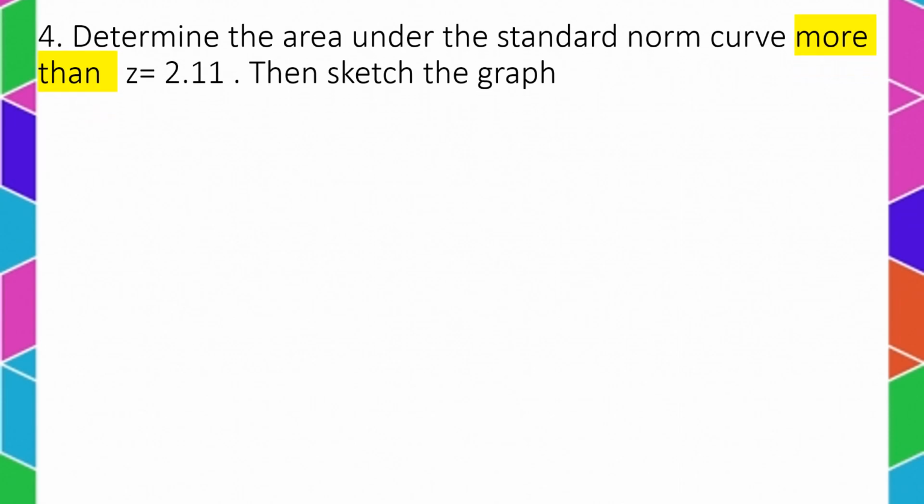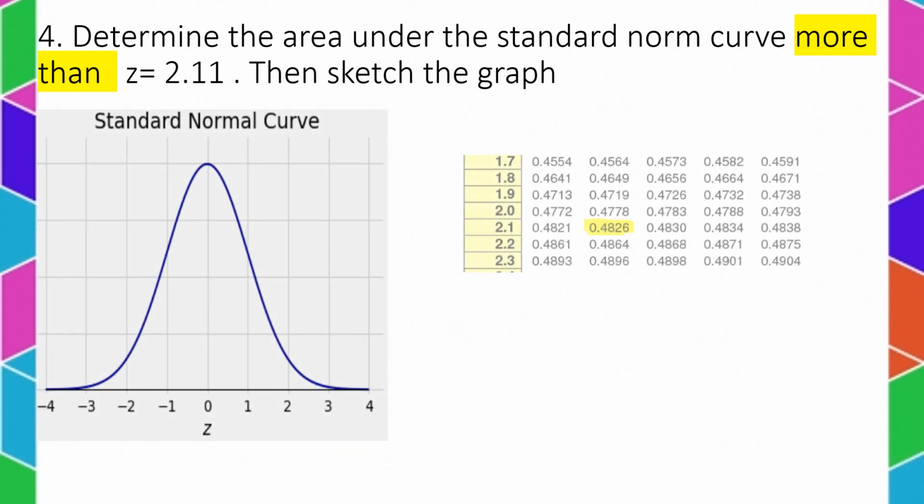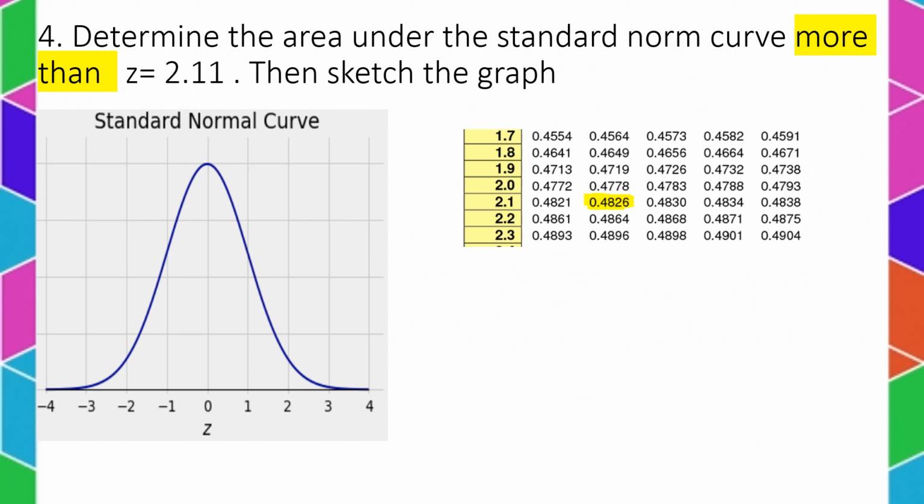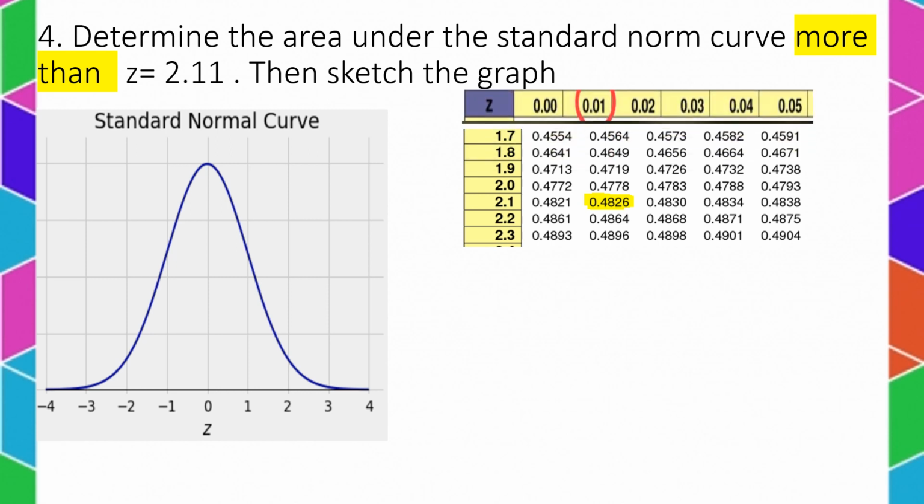Okay, balikan natin ang ating problem. Determine the area under the standard norm curve more than z equals 2.11. Then sketch the graph. So, first thing to do is to locate 2.1 and the hundredths place is 0.01 since z is equal to 2.11. Okay? So, ang hinahanap nating value is 0.4826. And then the next step is to subtract from 0.5.